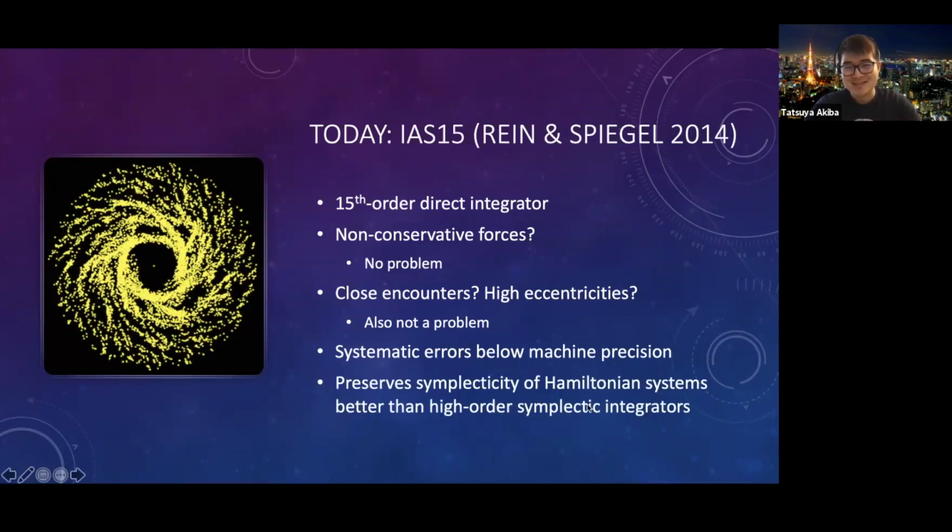And another thing that is really great about IS-15, for example, is that it preserves the quantities that we want preserved, like the energy or the angular momentum, better than high-order symplectic integrators. So this is sort of the best of both worlds, a dream come true for dynamicists in terms of orbit integrators. So this is a high accuracy, machine precision, pretty much exact orbit integrator that exists today.